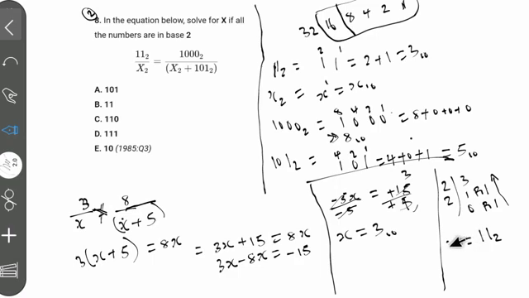So it means that 3 in base 10 is equal to 11 in base 2. So the answer is 11 in base 2. So the option is option B. Option B is the answer to this question. So guys, that is how you solve this problem. So let's go to the third question of today's class.